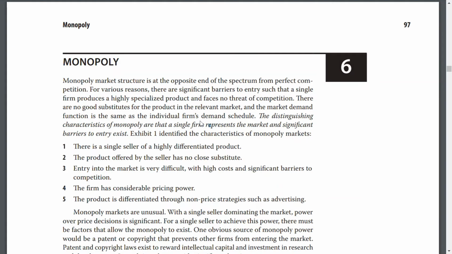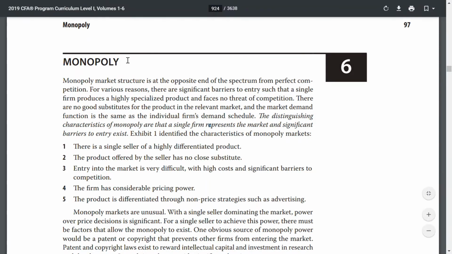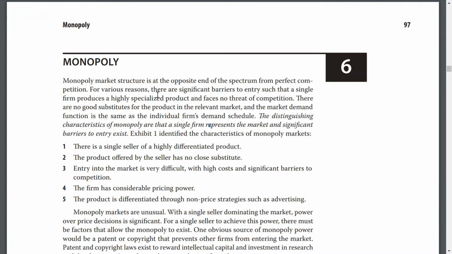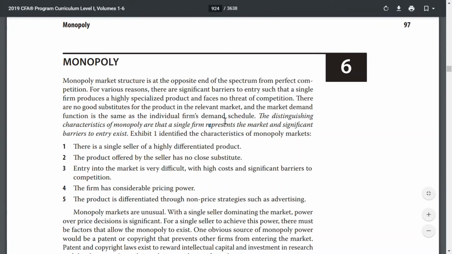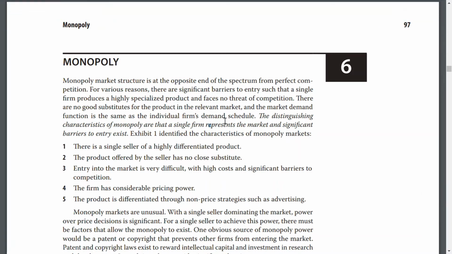Okay, continued reading of the CFA Level 1 program curriculum, Monopoly. Monopoly market structure is the opposite end of the spectrum from perfect competition. For various reasons, there are significant barriers to entry, such that a single firm produces a highly specialized product and faces no threat of competition. There are no good substitutes for the product in the relevant market, and the market demand function is the same as the individual firm's demand schedule.